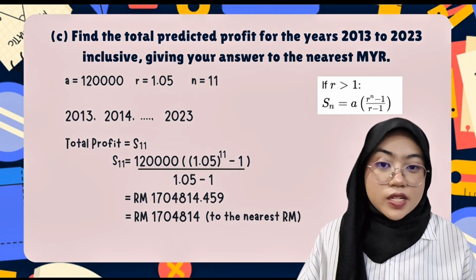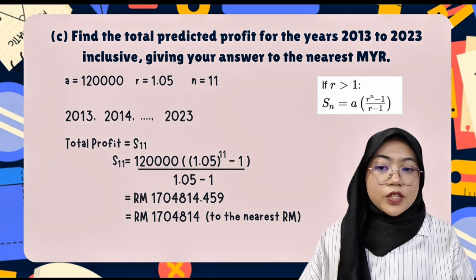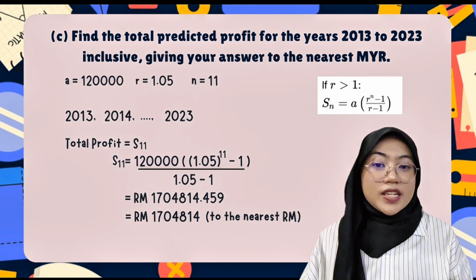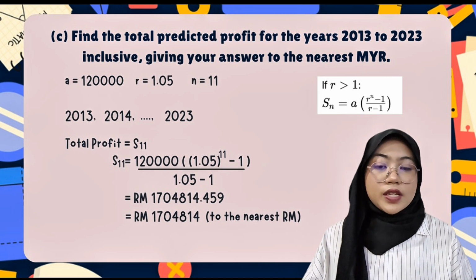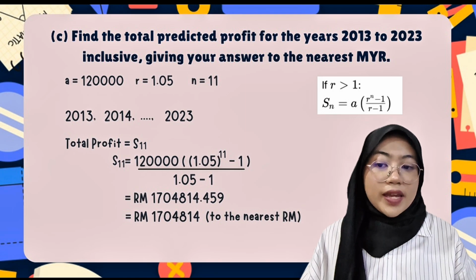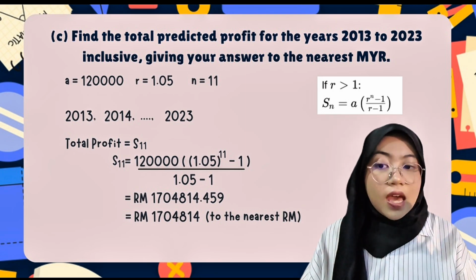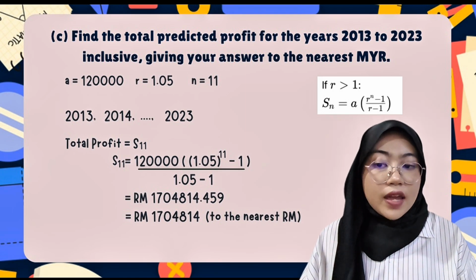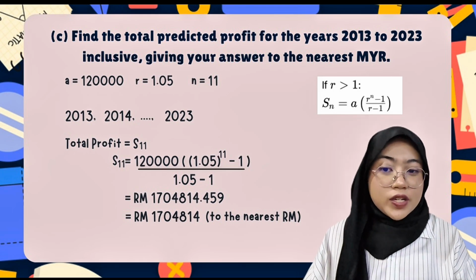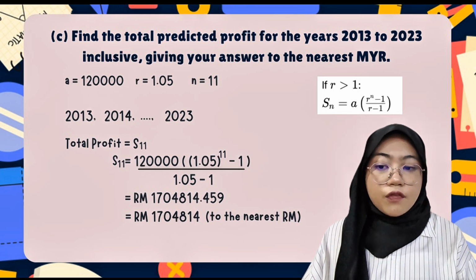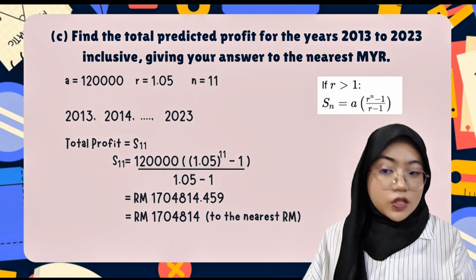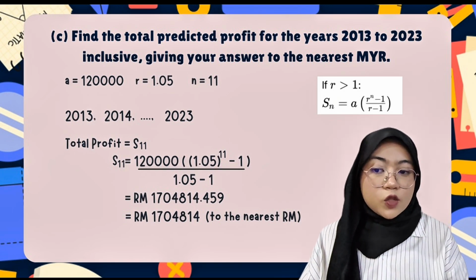So for the next question, which is our C question, we need to find the total predicted profit for the years 2013 to 2023 inclusively, giving our answer to the nearest million ringgit. Based on the question earlier, our A will be 120,000, our R will be 1.05, and our N will be 11, as 2013 to 2023 is a total of 11 years. From this sequence, we are calculating from 2013, 2014, all the way up to 2023.